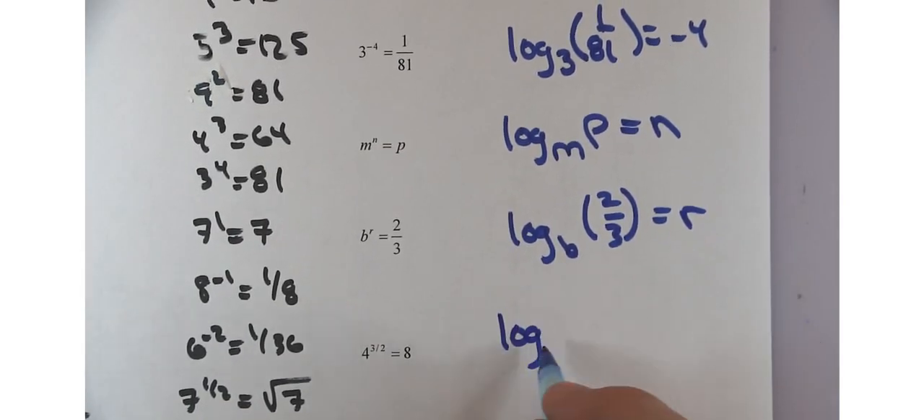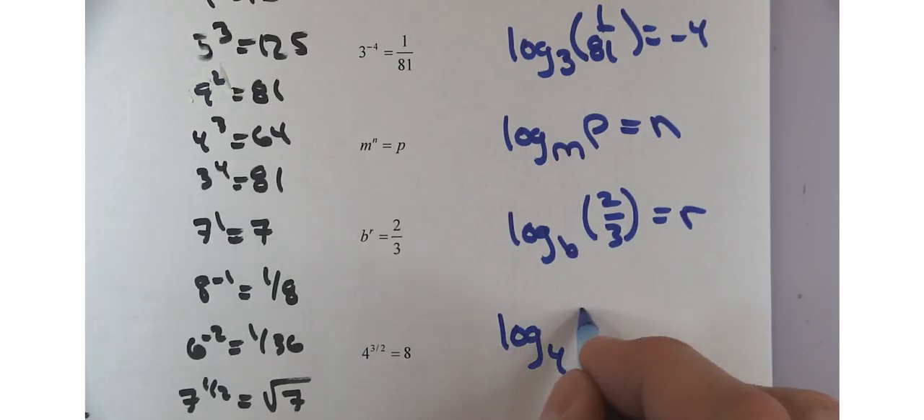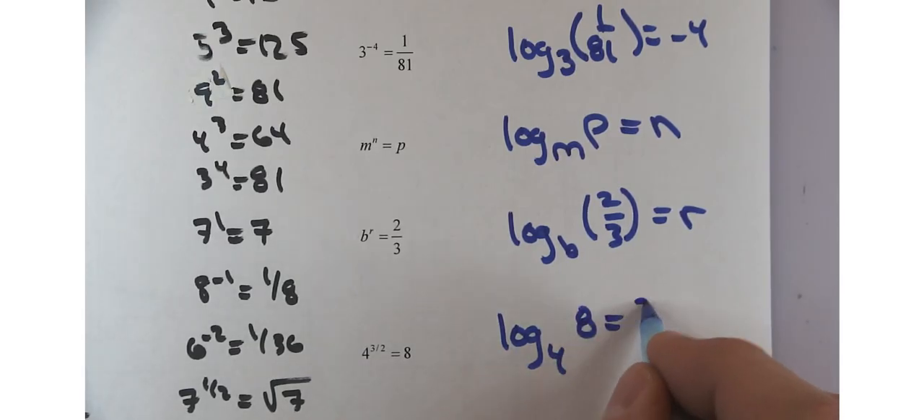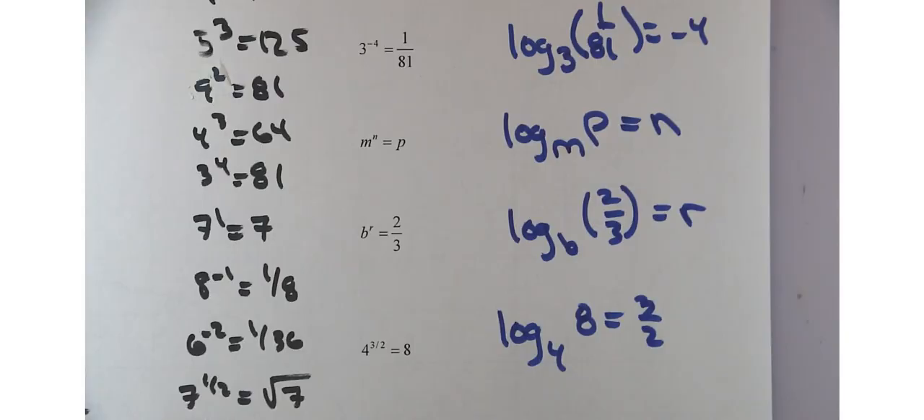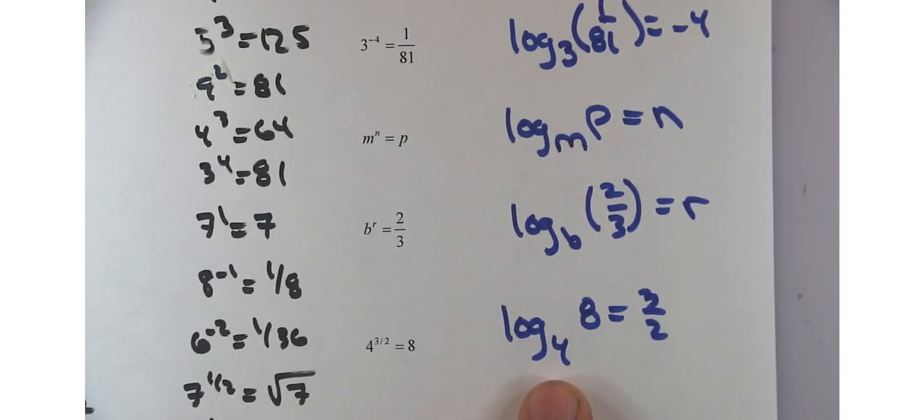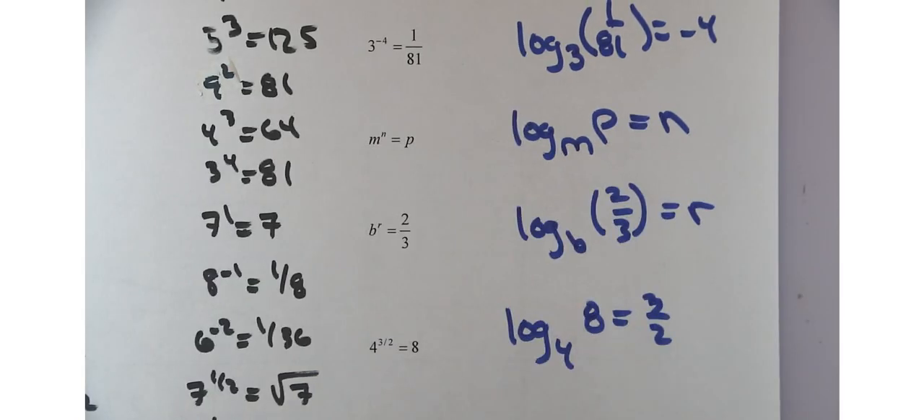log base 4 of 8 equals 3/2. Now, if you're worried that if I had to calculate this way, what power of 4 gives me 8, I'd never come up with this. Don't worry. The nice thing about the calculators that I lent you, or a lot of the calculators that you have, is that they now have this operation built in.